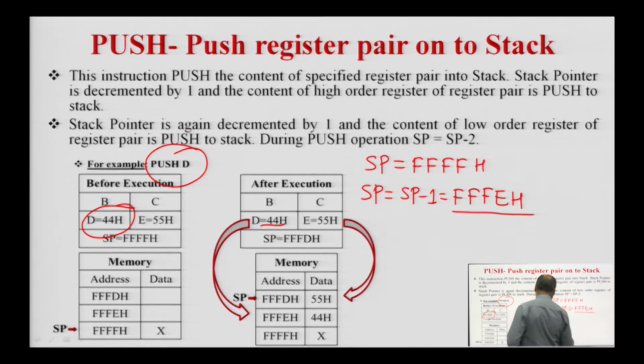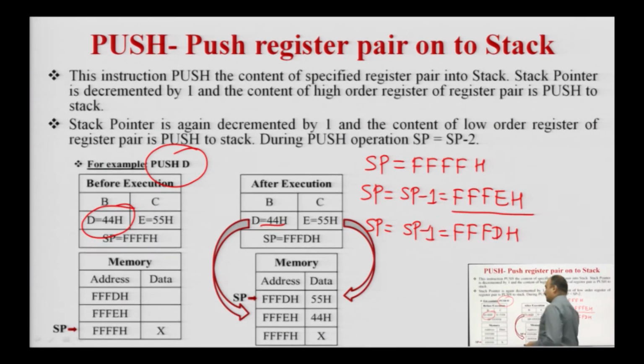Then the microprocessor again decrements the stack pointer by 1. So, here SP = SP - 1, and it becomes FFFDH, and in this memory location the microprocessor will push the content of the E register, which is nothing but 55H. So, the microprocessor decrements the content of the stack pointer by 2 after the execution of this push instruction.